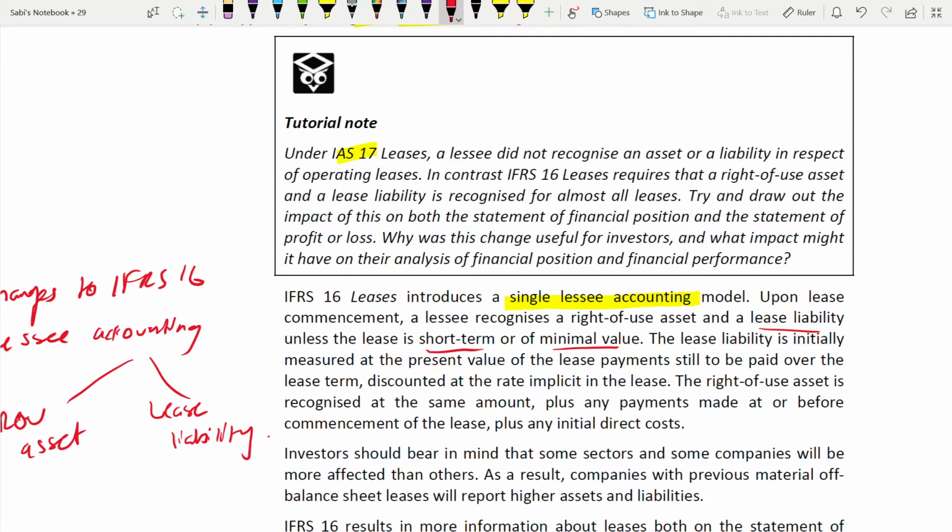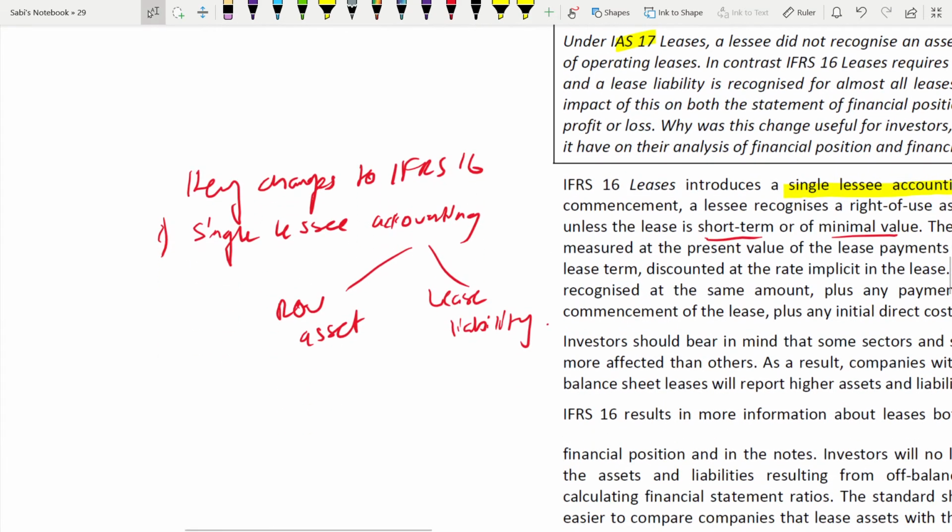Now, you have to give the method also. It's not enough to say you are going to measure lease liability, right of use asset. How are you going to measure the lease liability and right of use asset? So that is how to measure right of use asset and lease liability.